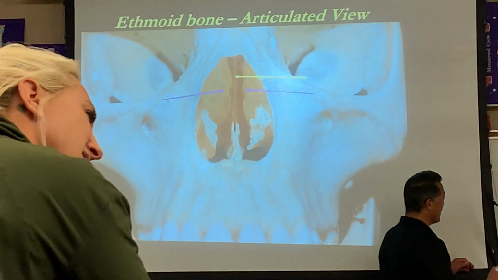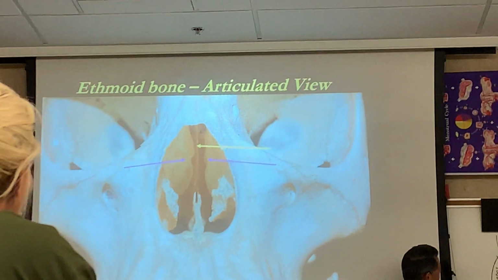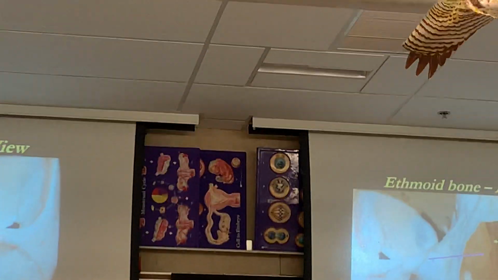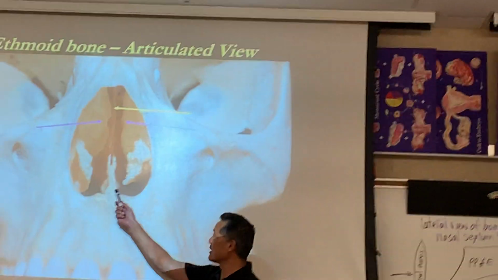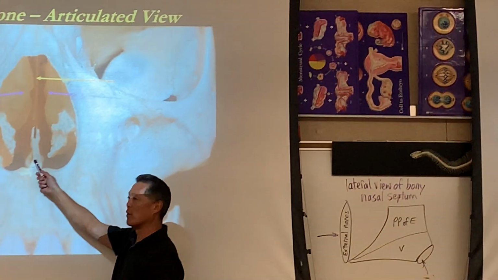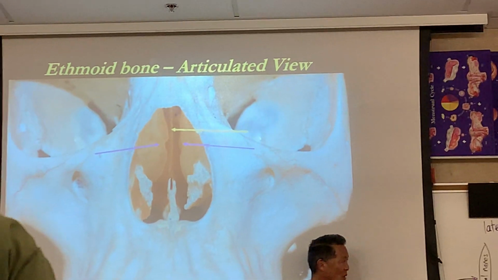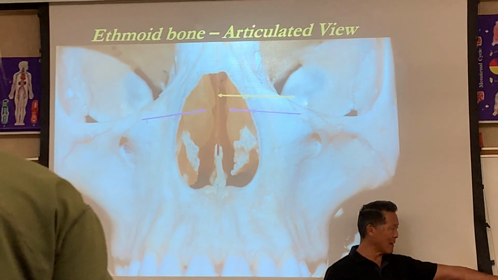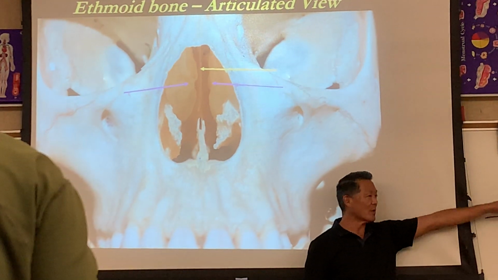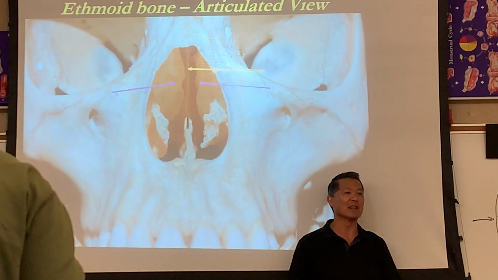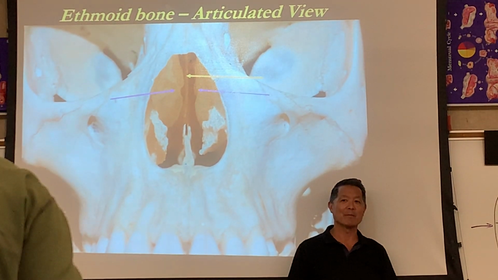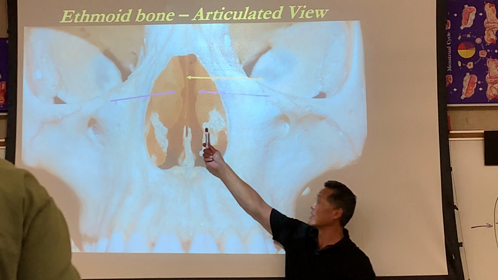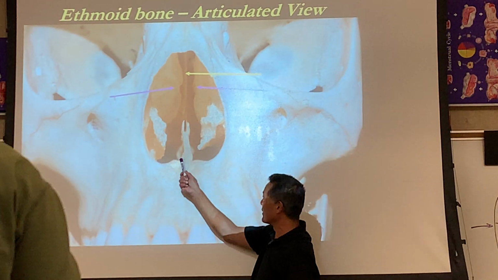Okay, if we are looking at the external nares in this direction, almost all that we see there is perpendicular plane of the ethmoid. Only this bottom point here is vomer. It's like I'm looking through this hole right here, external nares. Only that bottom point is vomer. The rest of that is perpendicular plane of the ethmoid. Everybody see that? So this is almost all perpendicular plane of the ethmoid, except for this point.